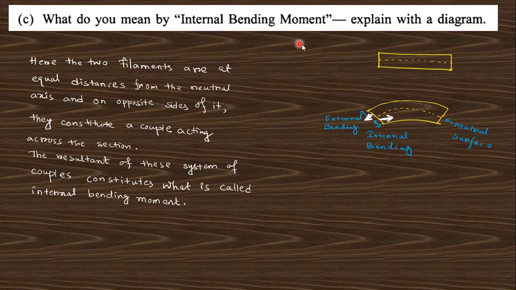What do you mean by internal bending moment? Explain with a diagram. If this is a bar, and if you bend it in that direction, you can see here the length at the middle point will be the same. Here the outer side will be extended and the inner side will be contracted. Here two filaments are at an equal distance from the neutral axis. If you take equal distances on both sides, this can act as a torque, and the resultant of this system is a couple, which is called the internal bending moment, and this couple is the force into distance. This is known as the internal bending moment. Clear? Go to the next question.